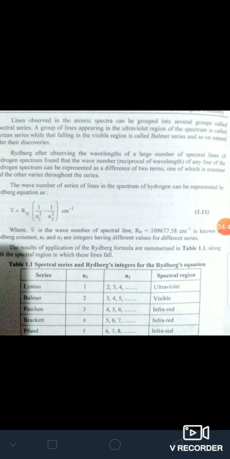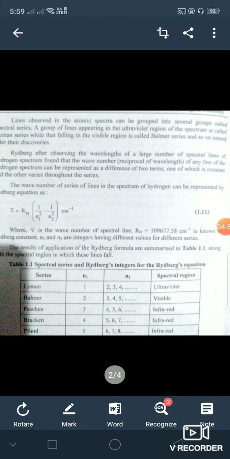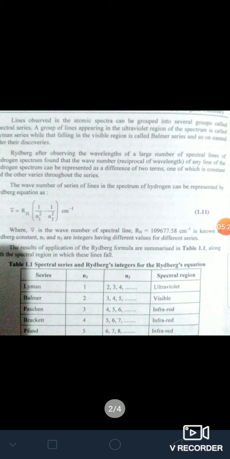Mu bar is equal to RH times (1 upon n1 square minus 1 upon n2 square) centimeter inverse, where mu bar is the wave number of a spectral line, and RH, equal to 109,677.58 centimeter inverse, is known as the Rydberg constant. n1 and n2 are integers having different values for different series.